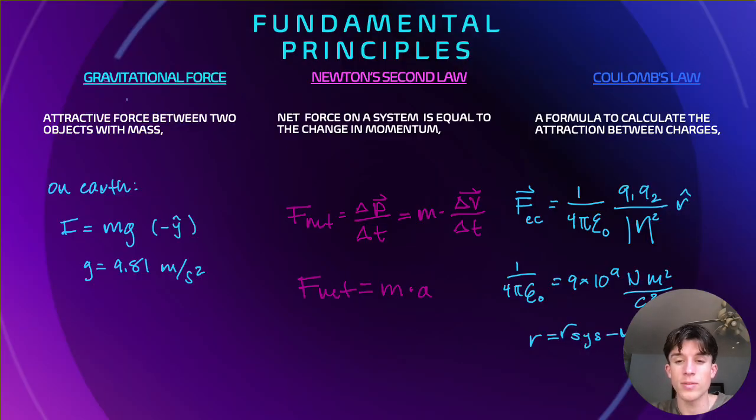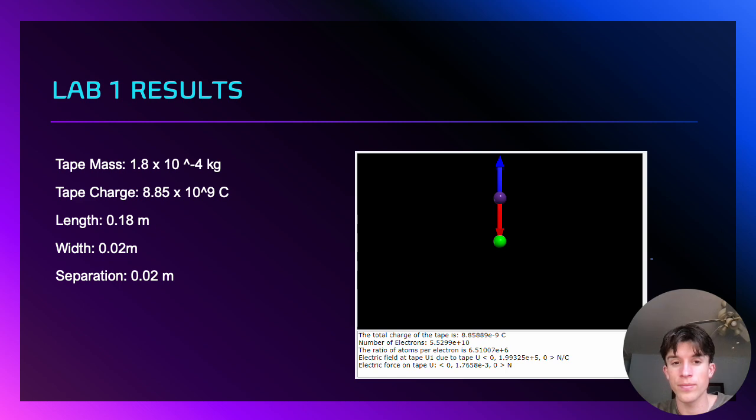So the fundamental principles we need to know are the same as last time. Gravitational force to calculate how much force is dragging the top tape down, Coulomb's law to figure out how much is pushing up, and how the charge and the distance relate to how much charge is on each tape, and then Newton's second law: when the tape is not accelerating, there is no net force on it.